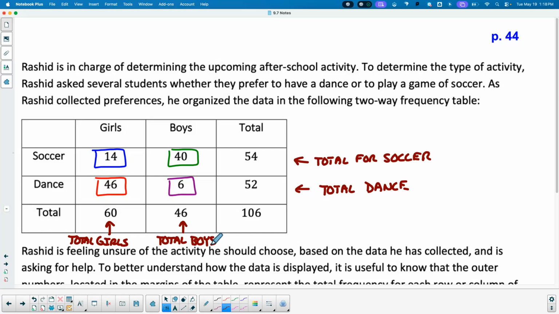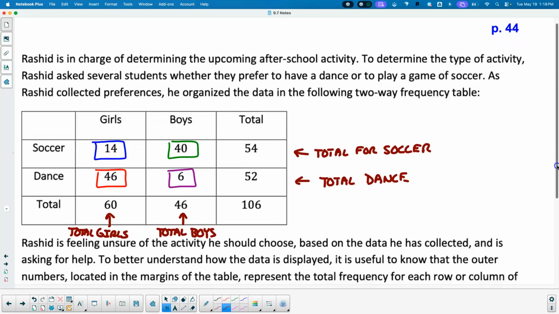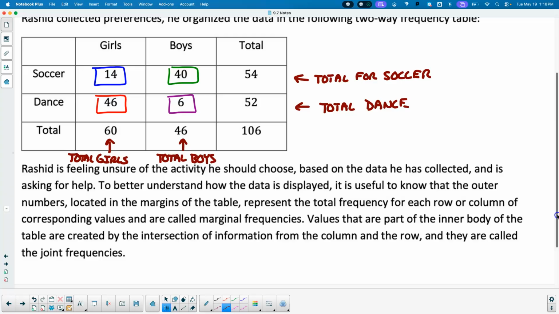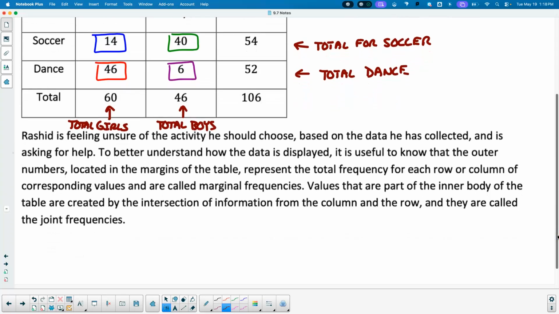Okay? Now, what we can do with that two-way table is Rashid is feeling unsure of the activity he should choose based on the data he has collected and is asking for help. To better understand how the data is displayed, it is useful to know that the outer numbers located in the margins of the table represent the total frequency. So that's our totals. That's what we just said. For each row or each column of corresponding values. And the total frequency are called marginal frequencies. Okay? So these are the total frequencies on the outside, and these 4 colored boxes here on the inside, those are the marginal ones. That's what we do when we get the partial ones.